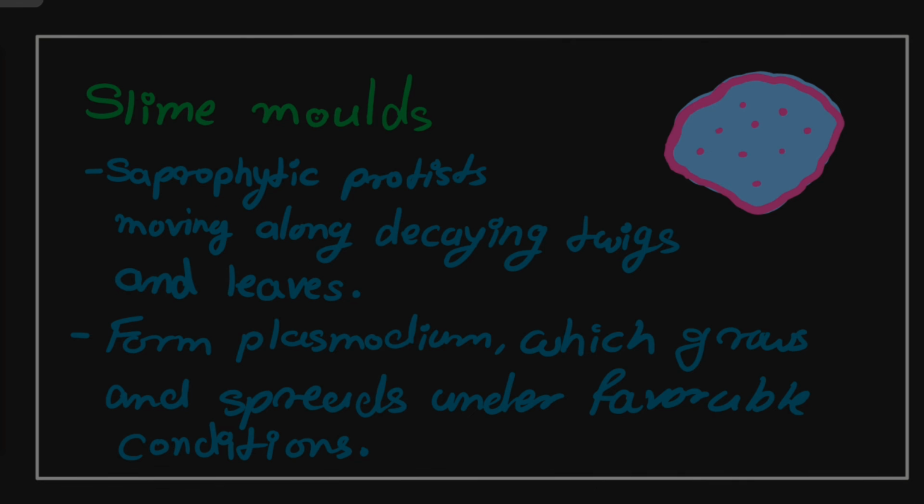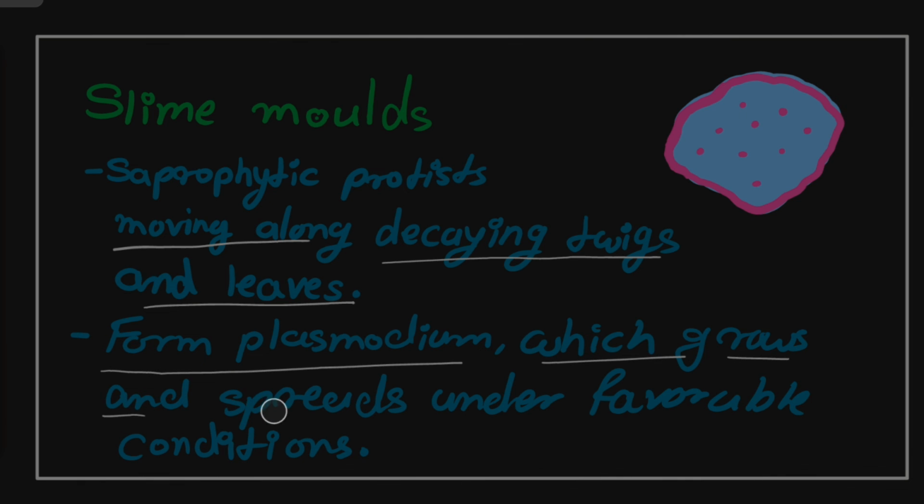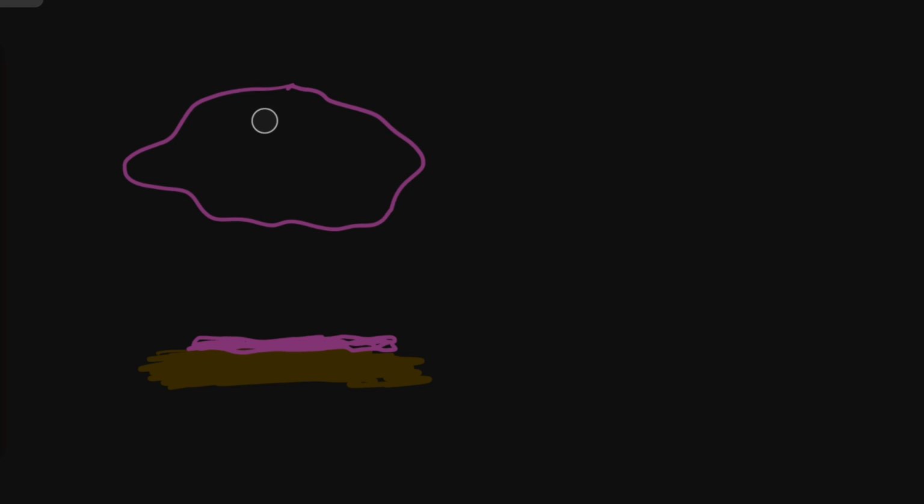Then the last part in kingdom Protista is slime molds. These are saprophytic protists moving along decaying twigs and leaves. Here's the interesting part: the plasmodium grows and spreads under favorable conditions. Let's talk about this. If this is a decaying substance, then the slime mold grows and spreads on this substance in favorable conditions. In the upper side we can see it like this, with a multinucleate structure.